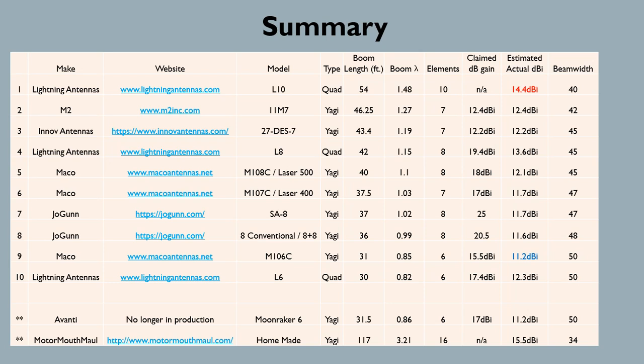Lightning Antennas claims that a quad gives a 2 dB advantage. I think that's a little optimistic. There's some people that say it's less than 1 dB. I think that's very debated. I think I came up with 1.3, which is kind of in the middle from what I've heard.